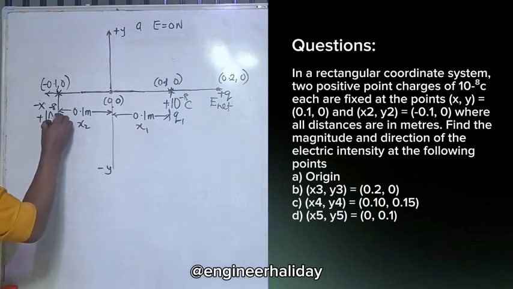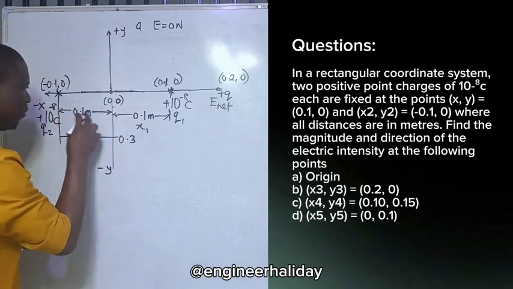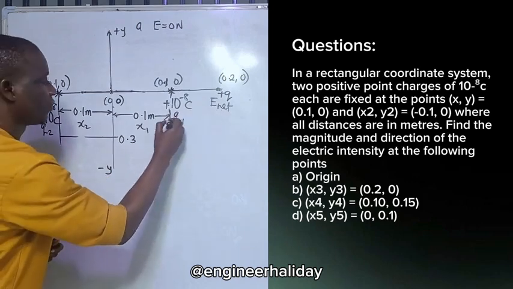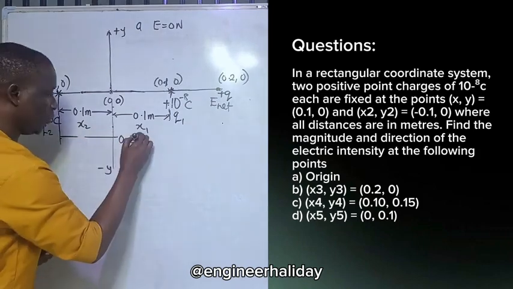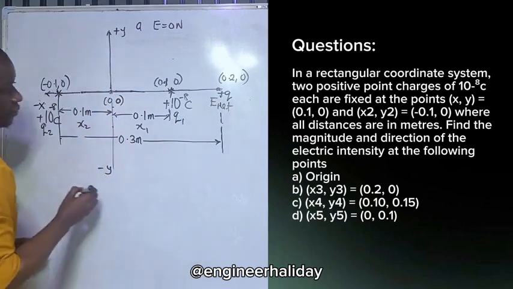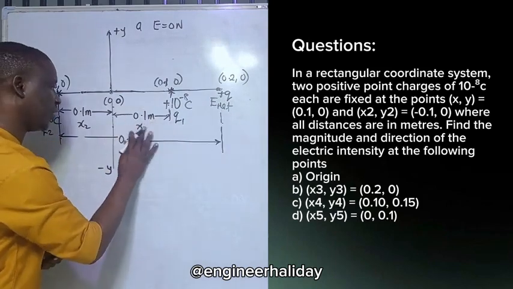First of all, from here to here is 0.1, because from here to here is 0.2. So from here to here now is 0.3. That's what it means. Now from here to here will be 0.2.